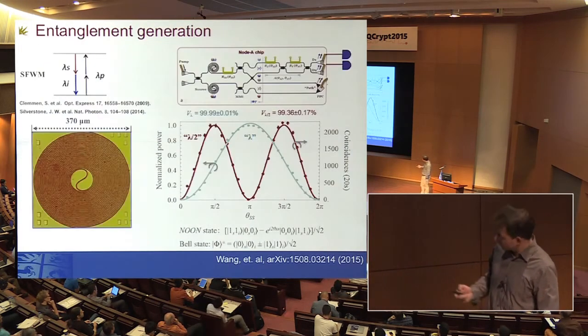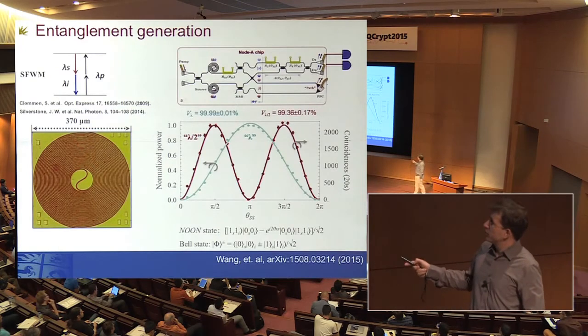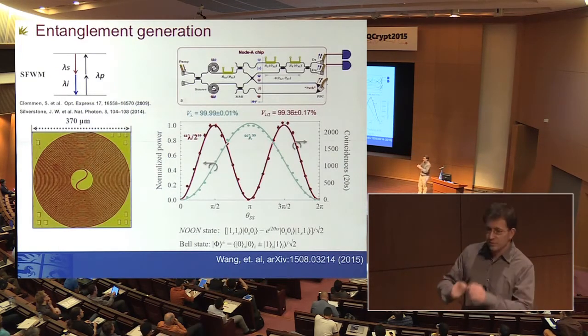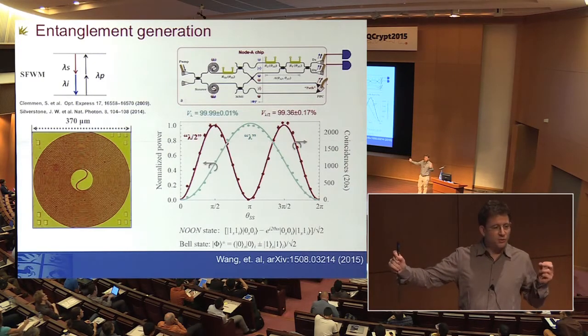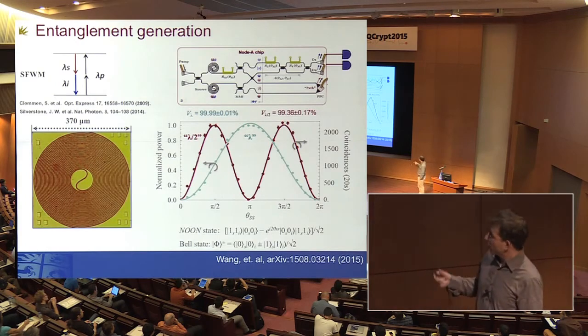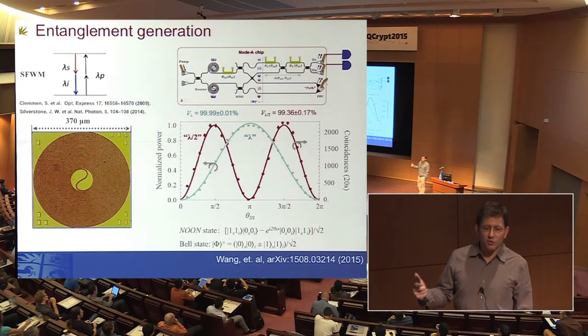Just a few more details. The photons are produced using a spontaneous four-wave mixing approach. This is what one of the sources looks like. It's effectively a very long, sort of 2-centimeter long waveguide that we've spiraled up to make it nice and small. We're convinced that it's producing quantum states.